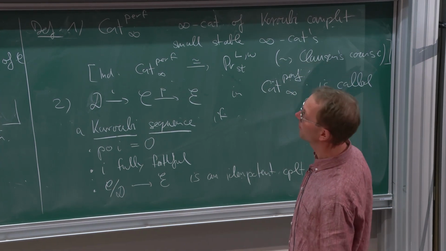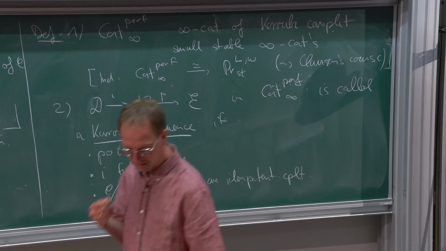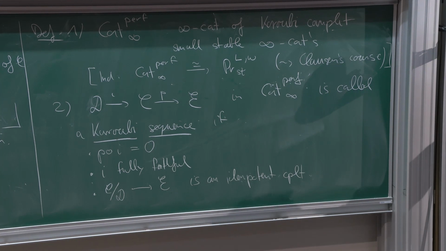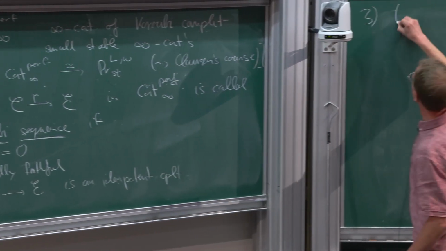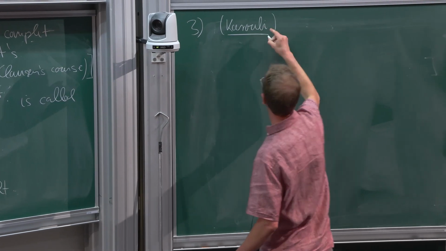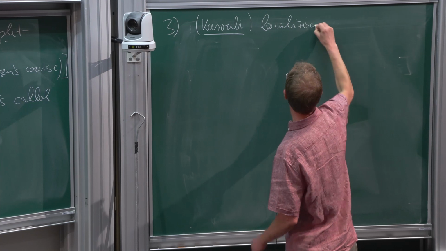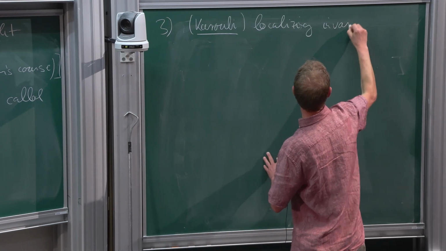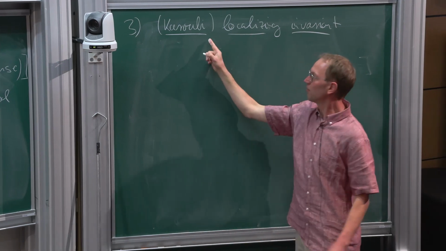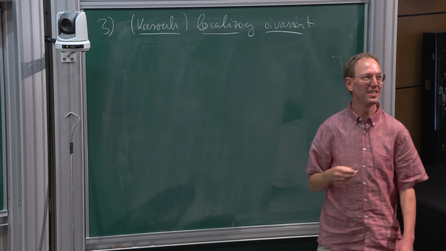Okay, now I've already used all these boards, so let me switch to the next one. And now I can define this notion of a localizing invariant. To be precise, one should also call it maybe Karoubi localizing invariant, but in my course, I will only look at these Karoubi localizing invariants, so I will just say localizing invariant.